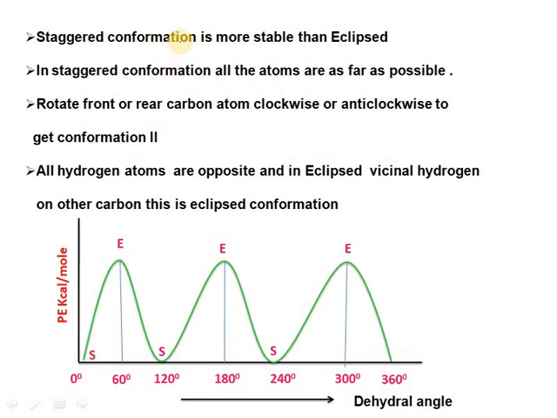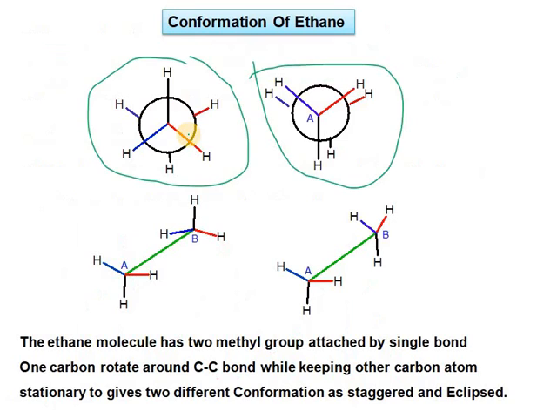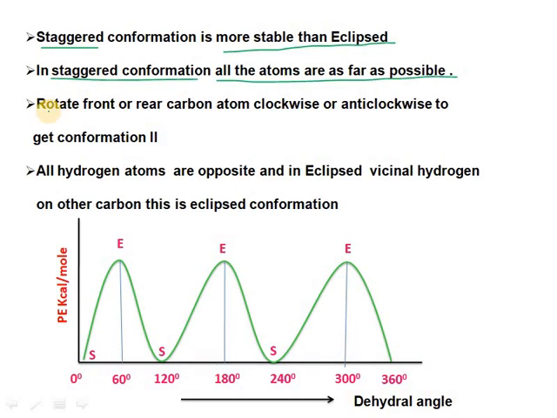But you know that the staggered conformation is more stable than the eclipsed conformation, because in the staggered conformation we observe that all the atoms are as far apart as possible. म्हणजेच staggered conformation मध्ये काय होतं की जे ग्रुप आहेत लार्जर ग्रुप असे एकमेकांपासून लांब असतात. तसं इक्लिप्स मध्ये कसं असतंय एकमेकाच्या जवळ असतात.